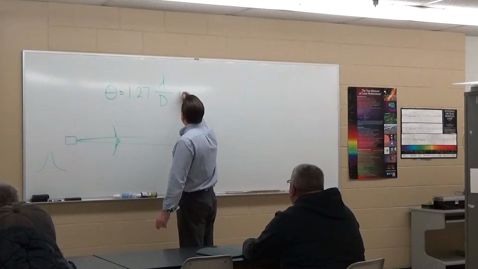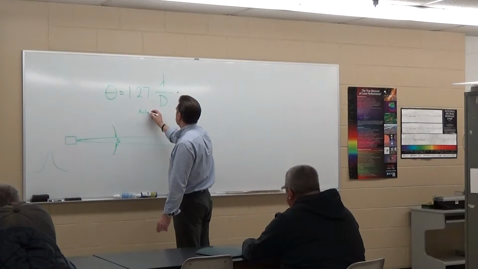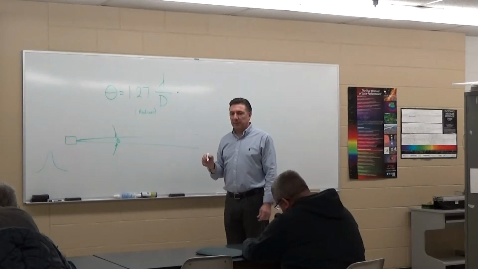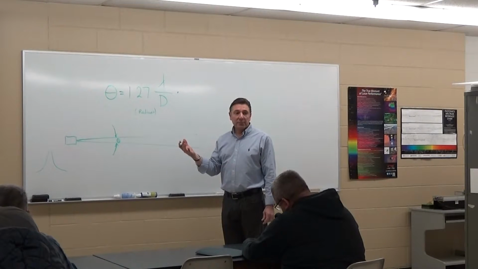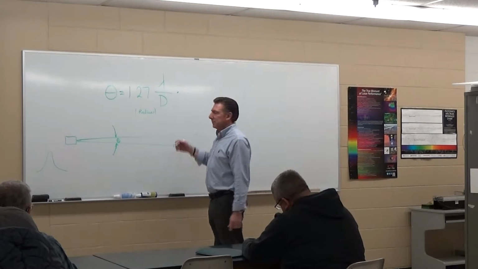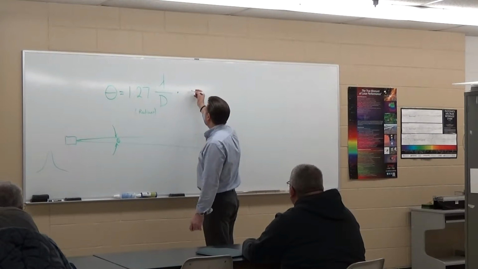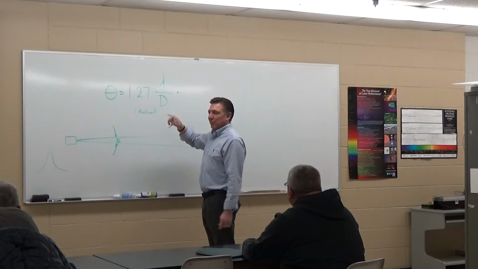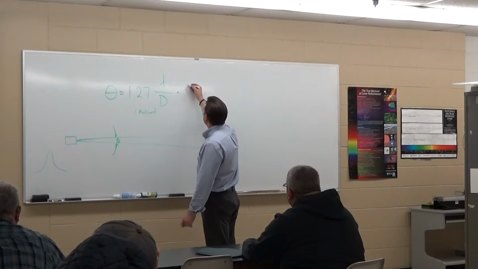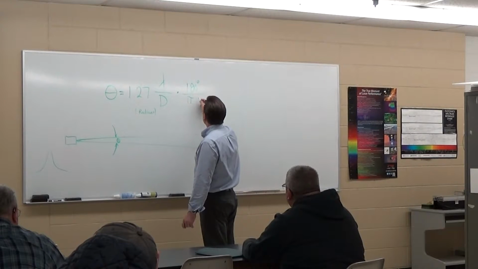If I want to convert this number in radians to degrees, how would I do that? How many radians in a degree? 360? Yeah. Or there's pi radians for 180 degrees. So if I want to convert this to degrees, remember the conversion method? If I'm looking for degrees, I put degrees on top. So I just multiply this by 180 degrees per pi radians.